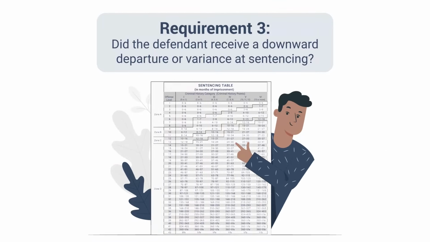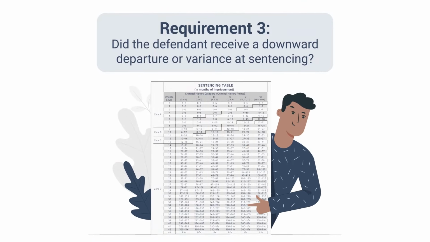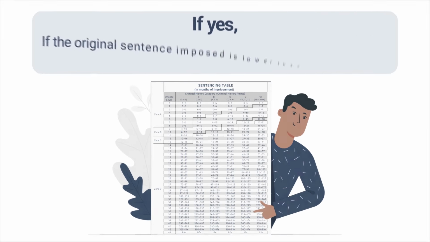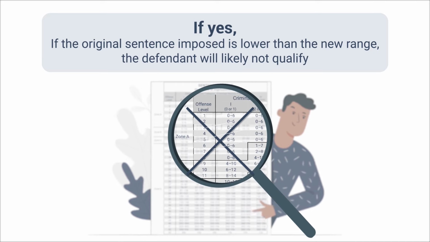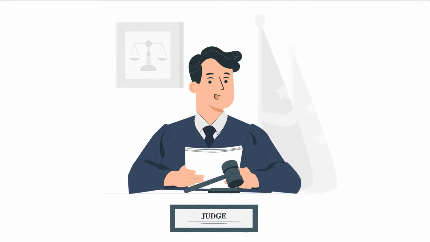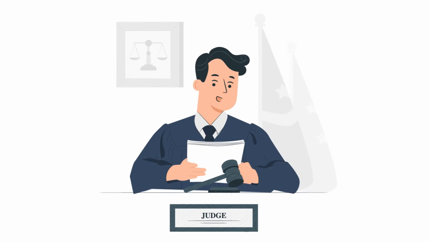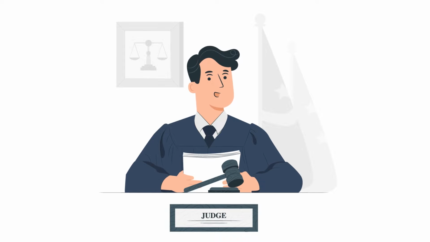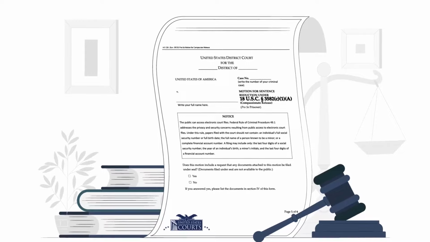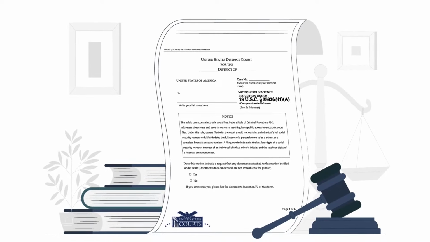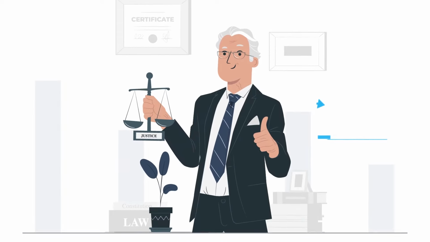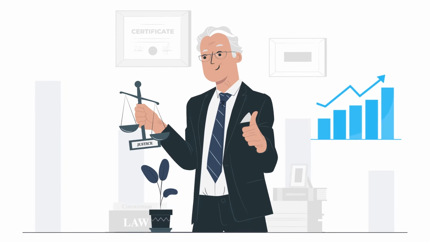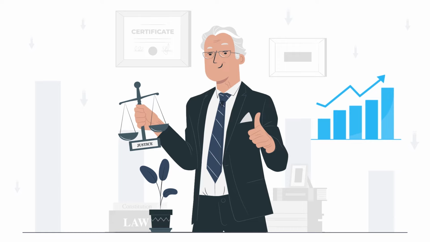Requirement 3. Did the defendant receive a downward departure or variance at sentencing? If yes, if the original sentence imposed is lower than the new range, the defendant will likely not qualify. However, if the original sentence imposed is within the new range, the defendant will likely qualify. At this stage, eligible defendants may file a motion for resentencing under 18 U.S.C. 3582C.